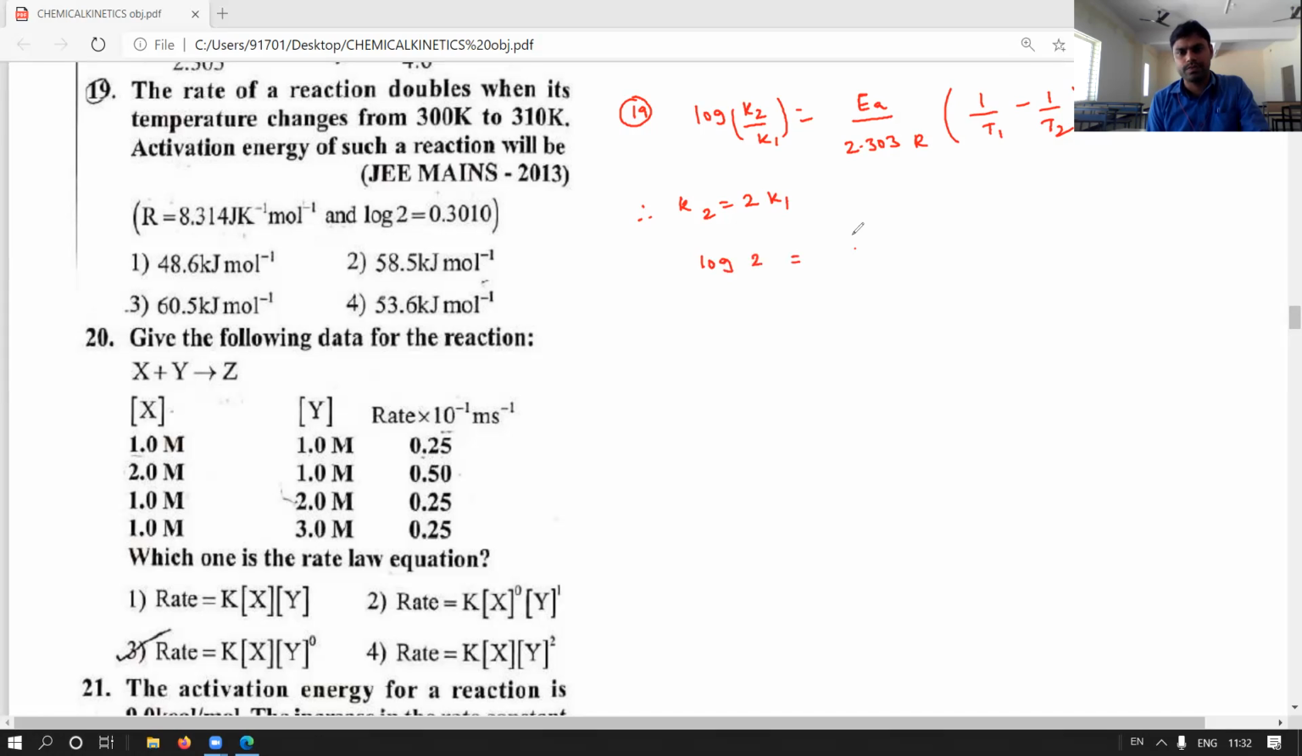Log 2 is equal to Ea by 2.303. The R value is also given. So R is equal to 8.314 into temperatures T2 minus T1, that means 310 minus 300, by 300 into 310. Now we need to calculate the Ea value. The log 2 value is 0.3010, approximately 0.3 we can take.